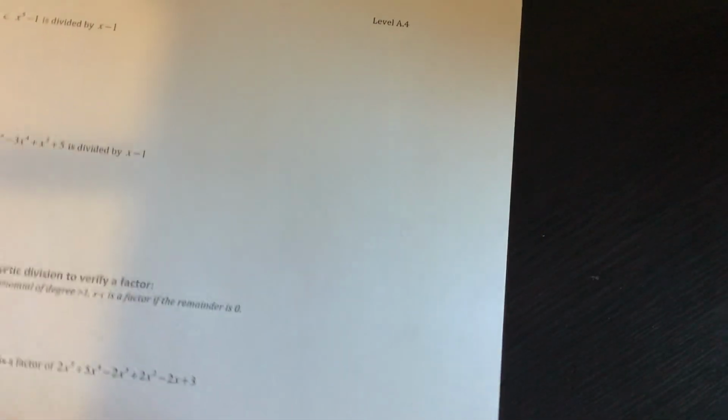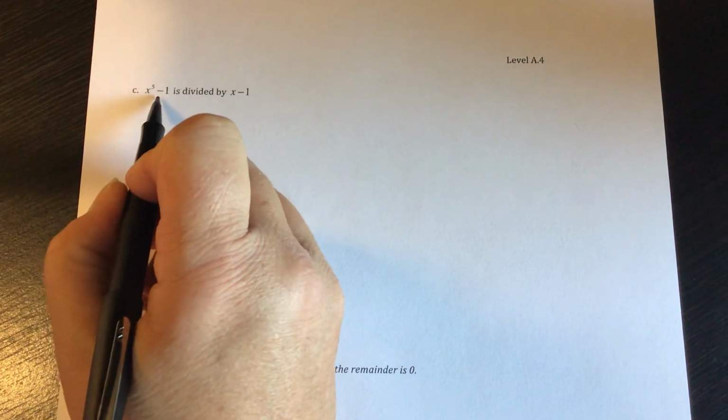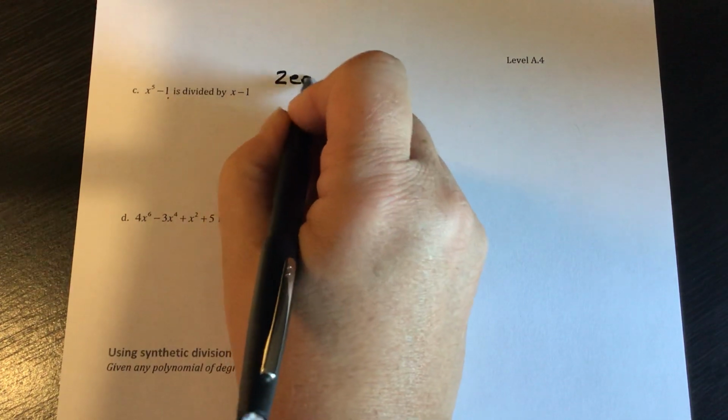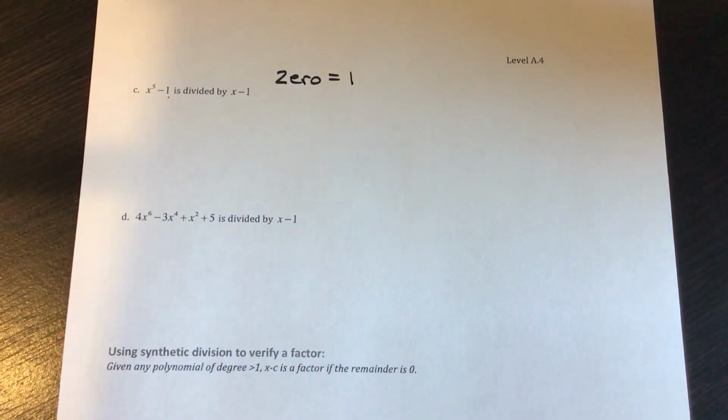Moving along. Got a couple more examples quick here. So here I'm dividing x to the fifth minus 1 by x minus 1. If I identify my zero, it is 1.